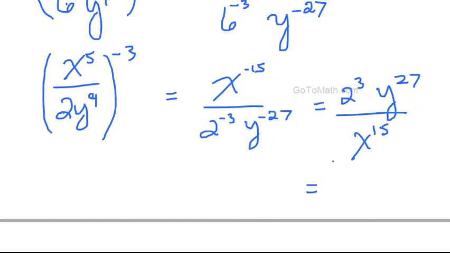So what is this? This is 2 to the 3rd. That's 2 times 2 is 4 times 2 is 8. Y to the 27th. And we've got this bar here, and then x to the 15th, so we'll do that.